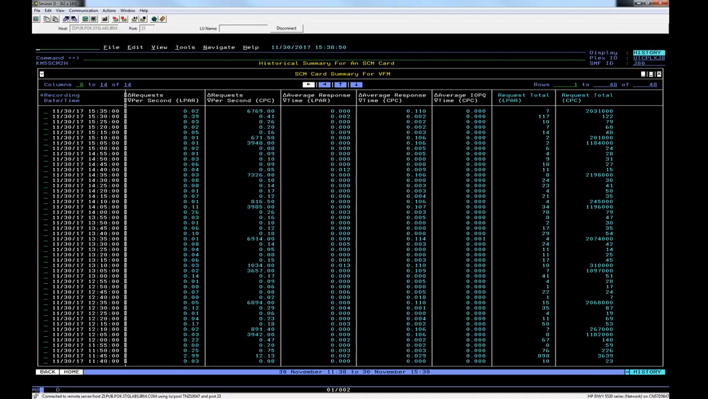And furthermore, I should add that our near-term history is all based on RMF Monitor 3. The RMF data gatherers in each image report to the RMF distributed data server. OMEGAMON communicates with the RMF distributed data server for the reports that we utilize for near-term history, and actually for some of our real-time data.